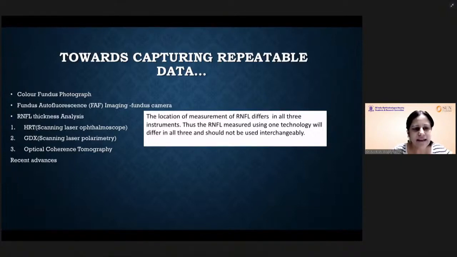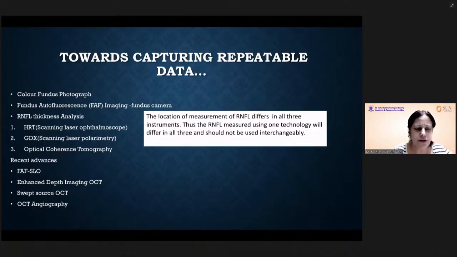Coming to more recent advances, there has been the addition of enhanced depth imaging OCT, swept source OCT, OCT angiography, and fundus autofluorescence with scanning laser ophthalmoscopy. A new concept has come up where multiple imaging technologies have been combined to look at the optic nerve head, looking at its various aspects, and that's called multimodal imaging.